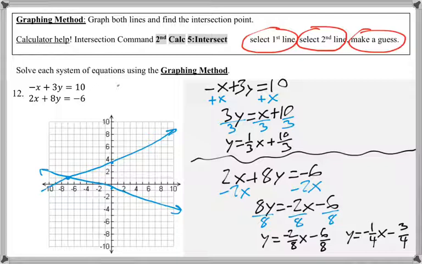And again, our intersection point, so our final answer is negative 7, 1.